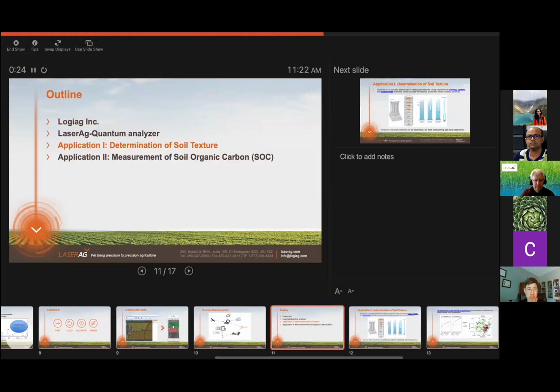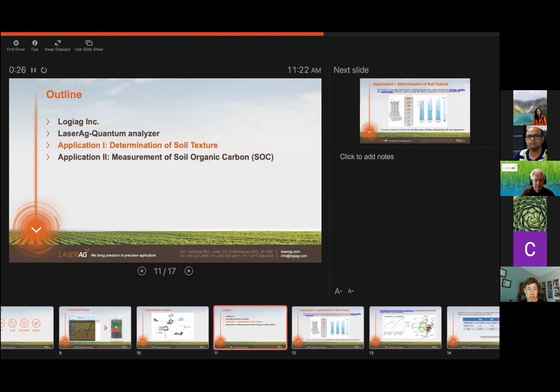Okay. So I will present two different applications. The first one will be how to determine the texture of soil samples, and the second one will be to measure soil organic carbon.